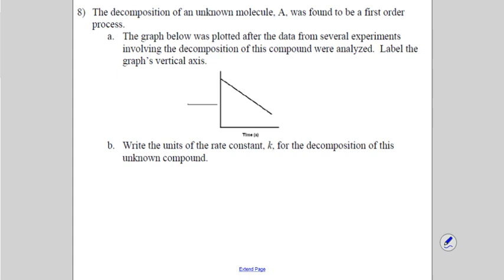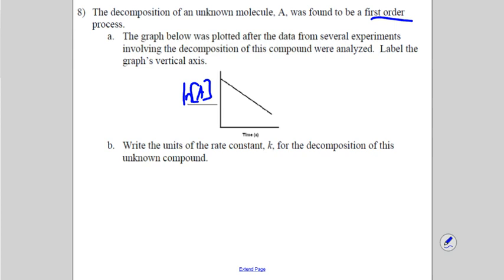The decomposition of an unknown molecule A was found to be first order. So we know that this is a first order process, and we have this graph below. We don't have a labeled axis. Because it's first order, we already know that this label, since it's linear, has to be the natural log of A. So this is just a lot of practice of getting you used to knowing that if you see a natural log of A graph and it's linear, that's first order, et cetera.